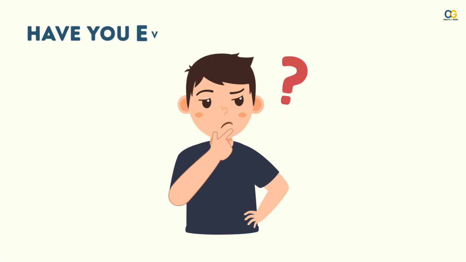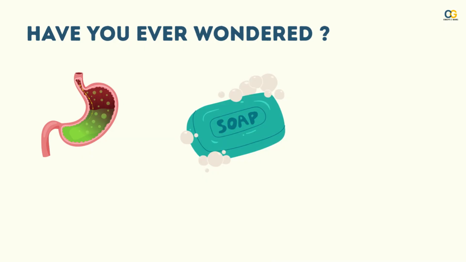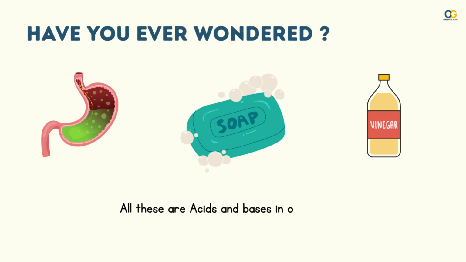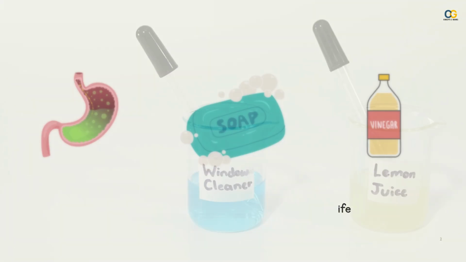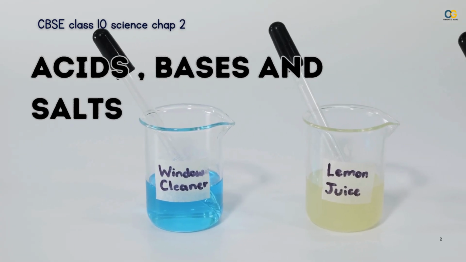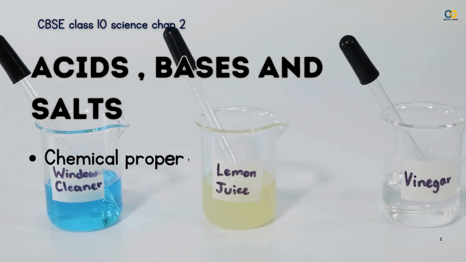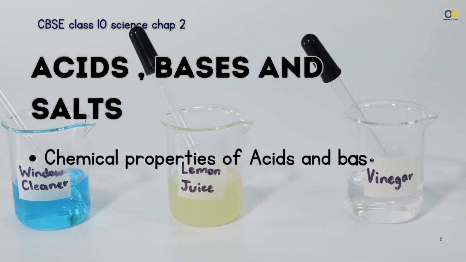Have you ever wondered why your stomach sometimes cries in acidity, or why soap bubbles? And what are the components of vinegar? Well, all these are acids and bases in our daily life. In this video, we will be seeing the CBSE Class 10th Science Chapter 2, Acids, Bases and Salts. Here we'll be seeing the chemical properties of acids and bases and how do salts work.